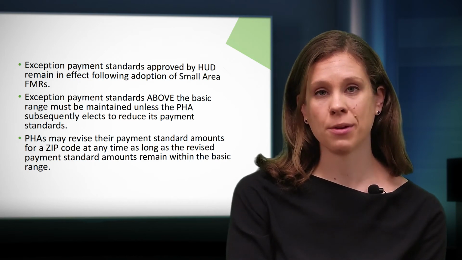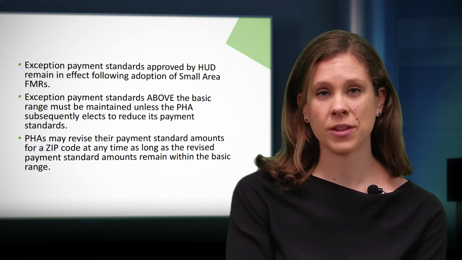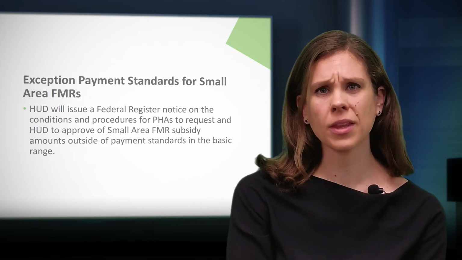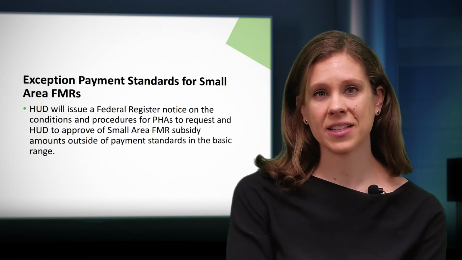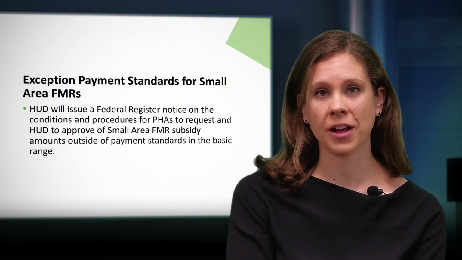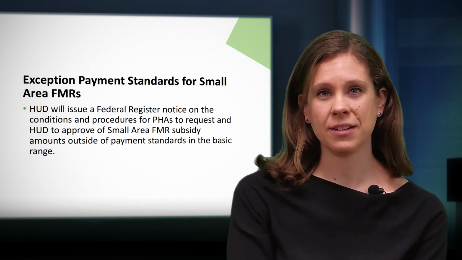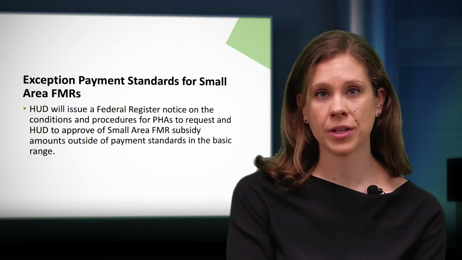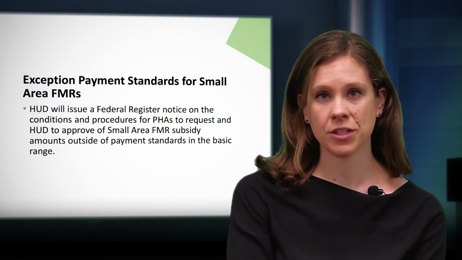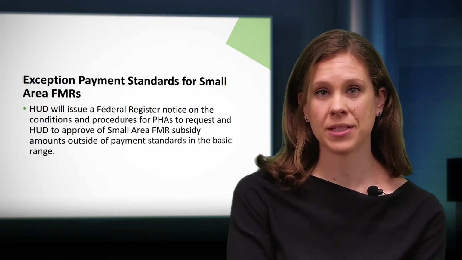A PHA may revise its payment standard amount for a zip code at any time, provided the revised payment standard amount remains within the basic range. In some cases, market analysis or experience administering small area FMRs will indicate a need for subsidy amounts outside of payment standards in the basic range. HUD will issue a separate Federal Register notice proposing such conditions and procedures for PHAs to request and HUD to approve exception payment standards for areas implementing small area FMRs.